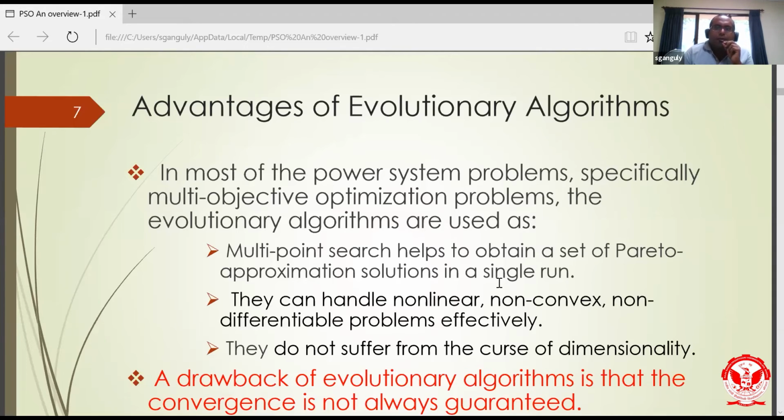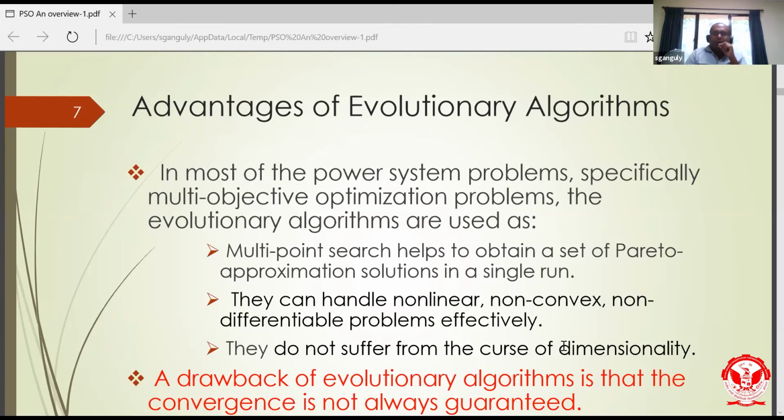Apart from that, they can handle different kinds of problems irrespective of the nature of the problem. They can handle nonlinear, non-convex, and non-differentiable problems effectively. In deterministic algorithms, you have limitations. There are some algorithms which cannot be used for some specific types of problems, but here we do not have any limitation. You can use them for any type of problem.